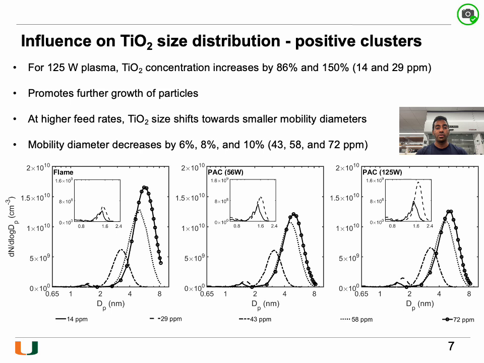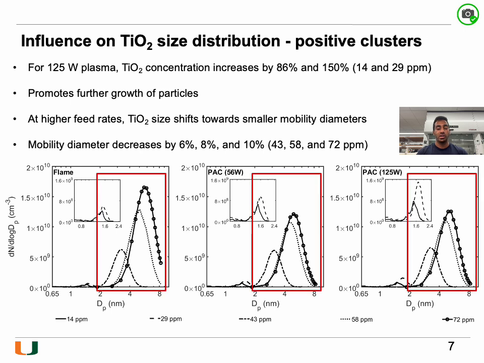And for higher precursor feed rates, we see an opposite trend where the peak size shifts towards the left, towards smaller mobility diameters. And for the three feed rates that are considered over here, we see the mobility diameter decrease by 6%, 8%, and 10%.